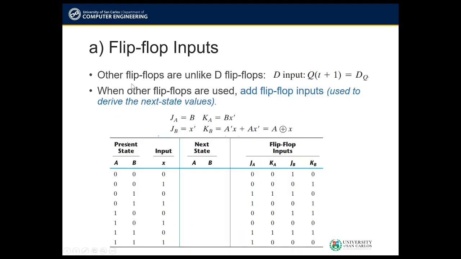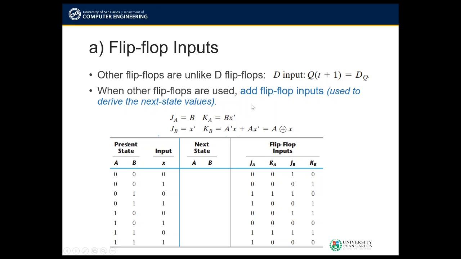So again, unlike the D flip-flops, the other types of flip-flops such as JK, T, and maybe SR flip-flops... the D flip-flop has this particular special relationship between the next state and the D input. However, when other flip-flops are used, we need to add flip-flop inputs. And this is because we use the flip-flop inputs to derive the next state values.